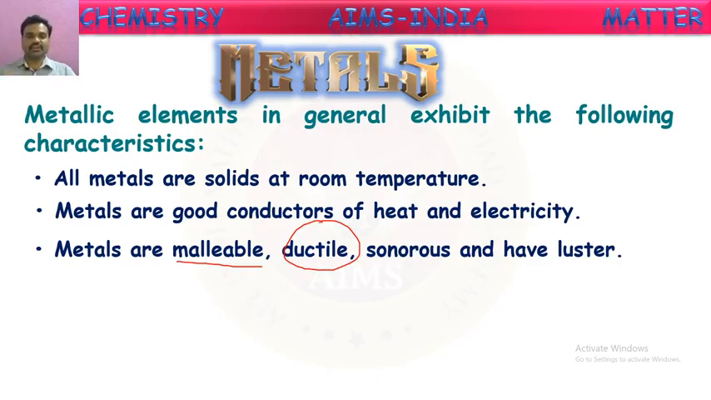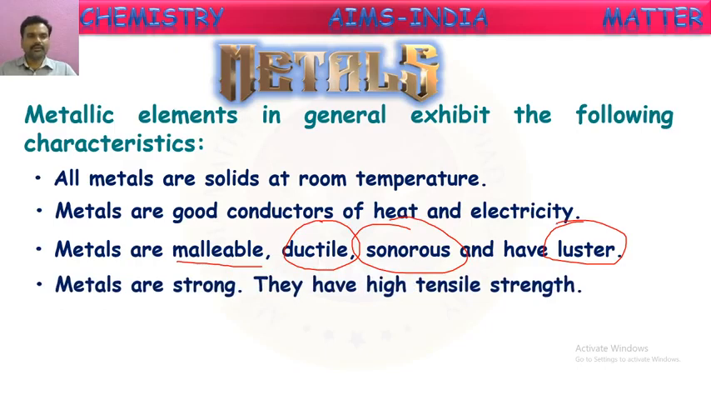Next one, sonorous. Sonorous means producing sound. In our schools, they use bells for ringing. These metals can produce sound when they are hit with some object. That property is called sonority or sonorous property. And luster. Luster means shining property. All the metals shine when they are in the pure form. On the surface they will have some luster. So these are the special properties of metals.